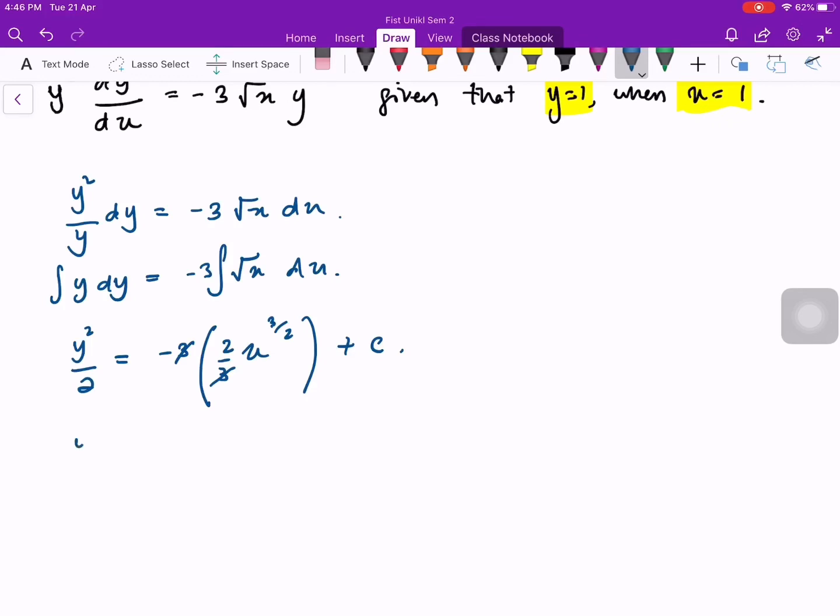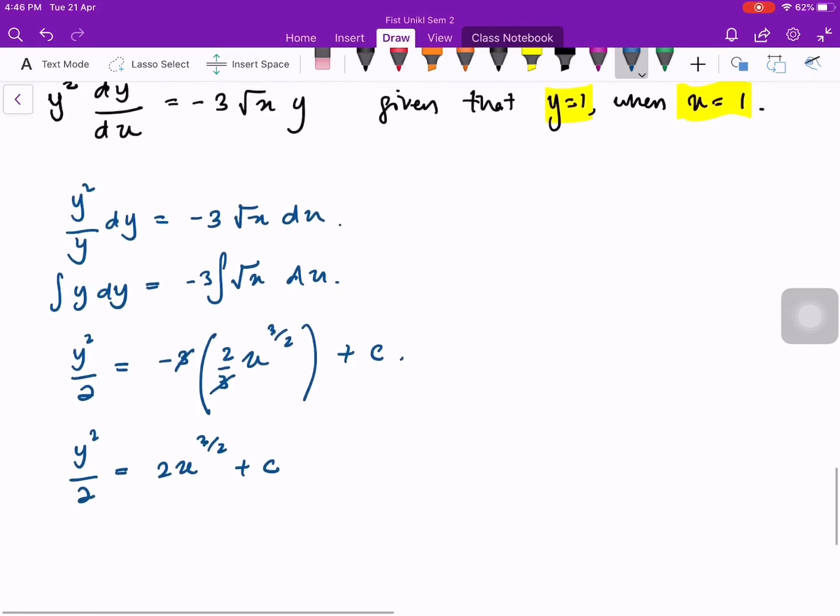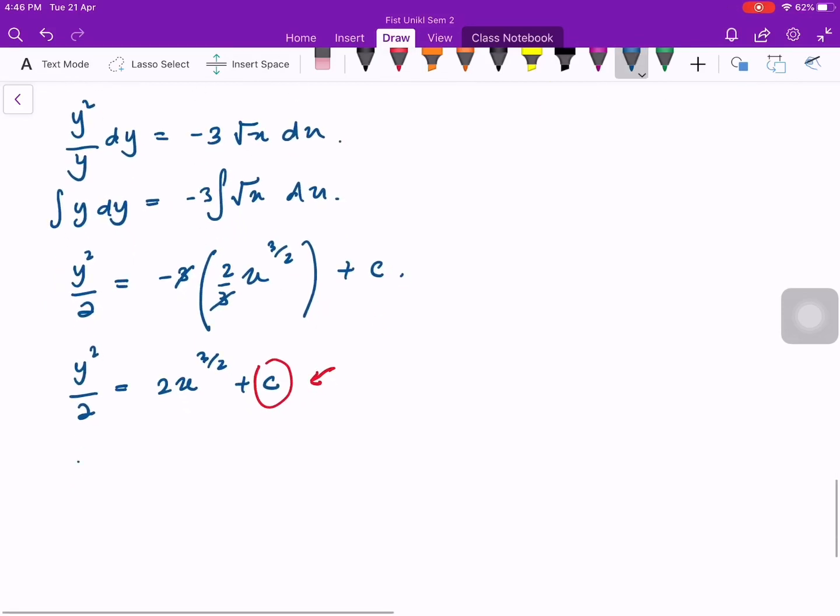Then we're going to have y squared over 2 equals to 2x to the power of 3 over 2 plus with arbitrary constant c. Okay, then since we are looking for particular solutions again, so at this stage, sebelum kita selesaikan sepenuhnya, kita boleh gunakan equation ni untuk kita dapatkan the value of c actually. Okay, so now we are looking for value of c in order to get a particular solutions. So at this stage, we are going to substitute with x equals to 1, y equals to 1. Okay, so x is equals to 1, y is equals to 1.